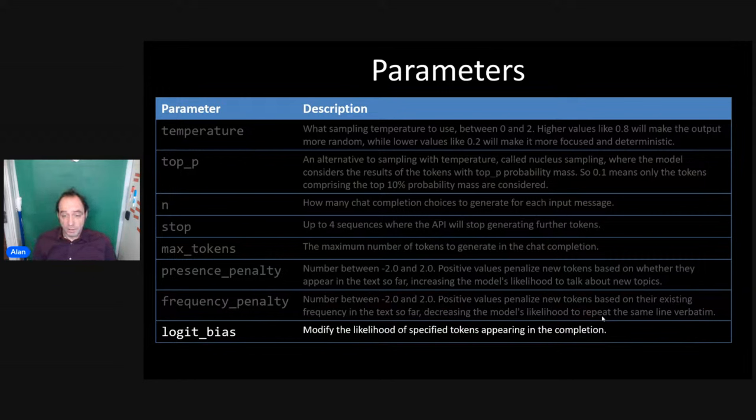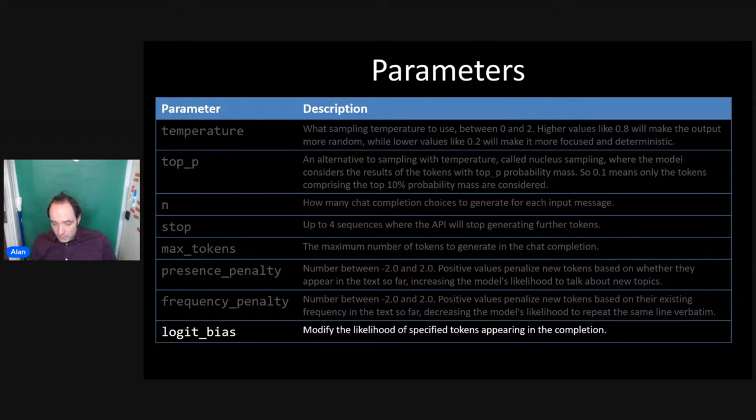You can also set biases for certain tokens appearing in the completion, so modifying the likelihood of specific tokens appearing, if you want to do that. There is also the option to block tokens if you feel some tokens are inappropriate. You can block them from coming into the output.